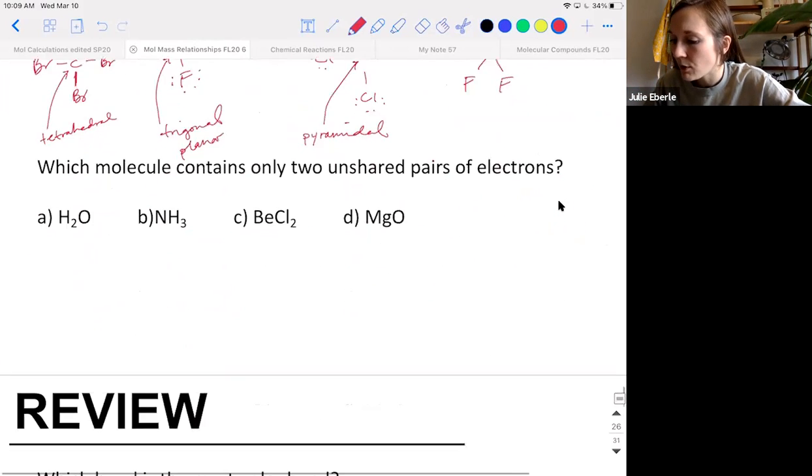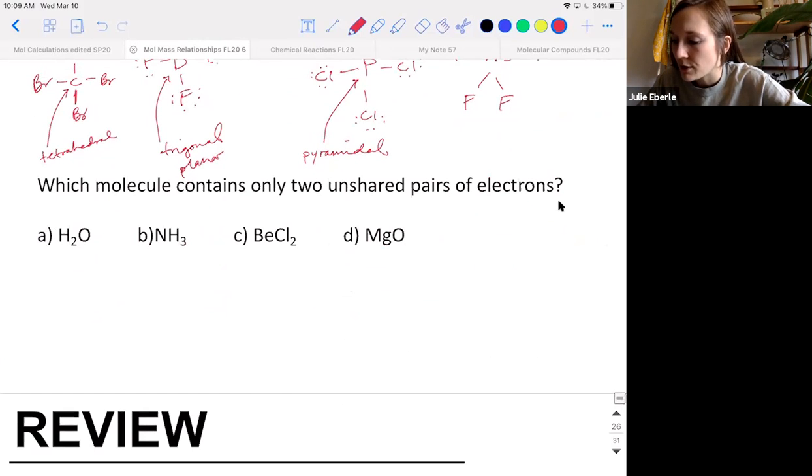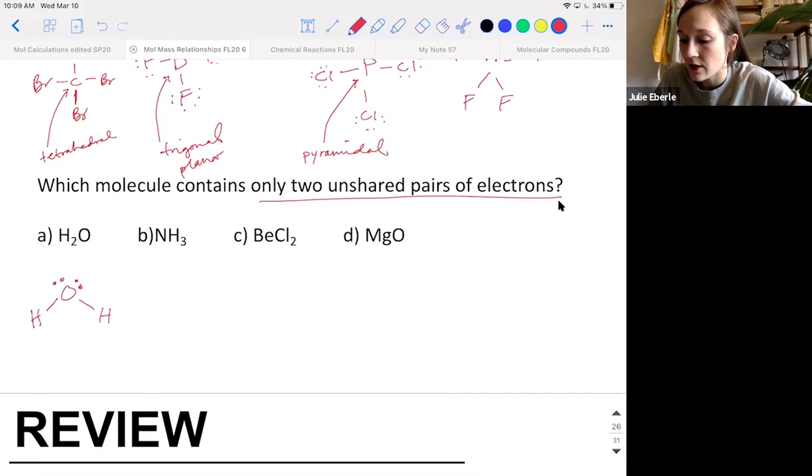So what I want to pick up with is this question right here. Which molecule contains only 2 unshared pairs of electrons? You're going to draw out the Lewis structures, and any molecule that has 2 unshared pairs of electrons, you would circle that one. So water, you should have the oxygen with 2 hydrogens. And we know oxygen has 2 bonds, 2 lone pairs. So that fits, only 2 unshared pairs of electrons. Oxygen there has 2 unshared pairs. So A is a good answer.